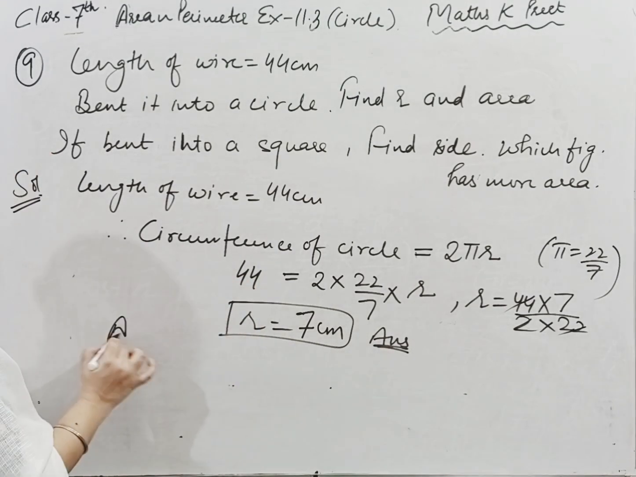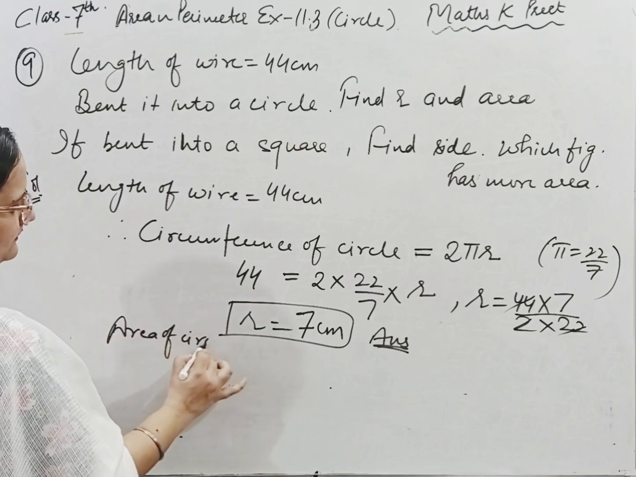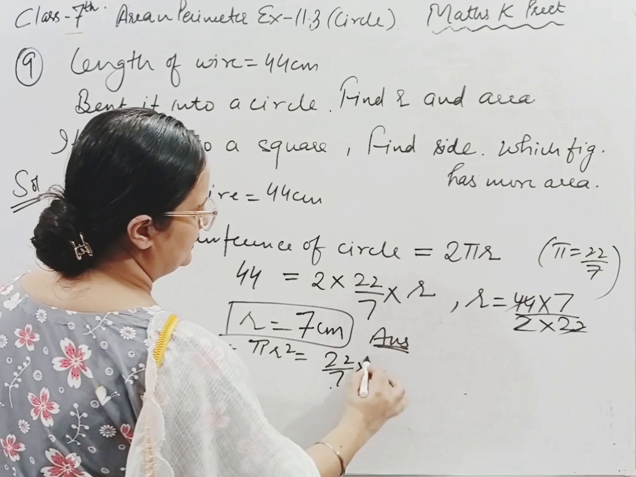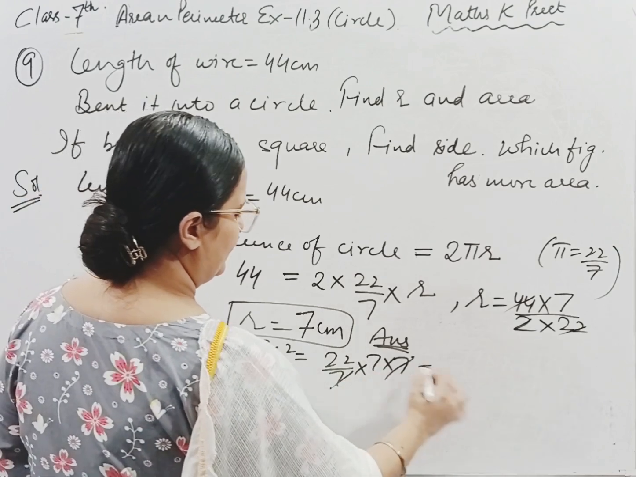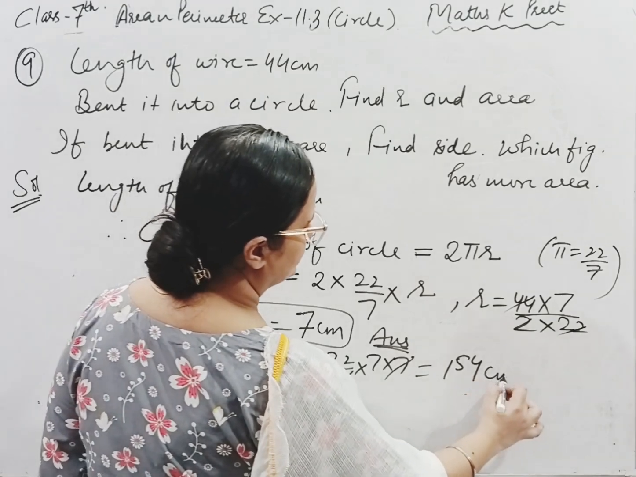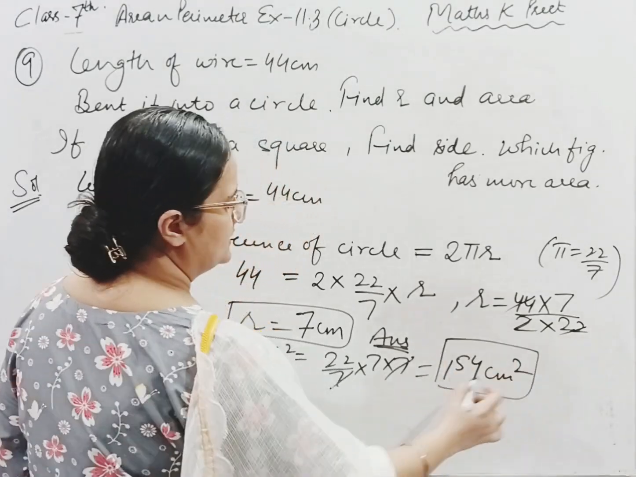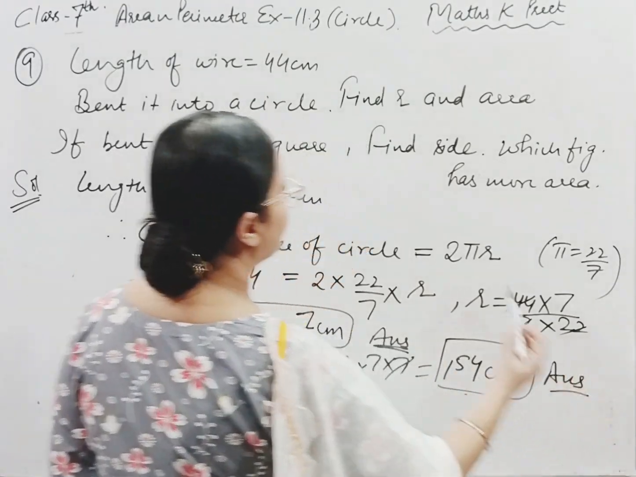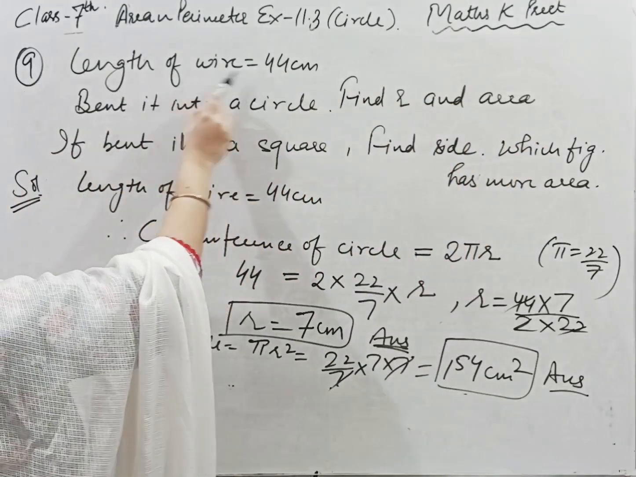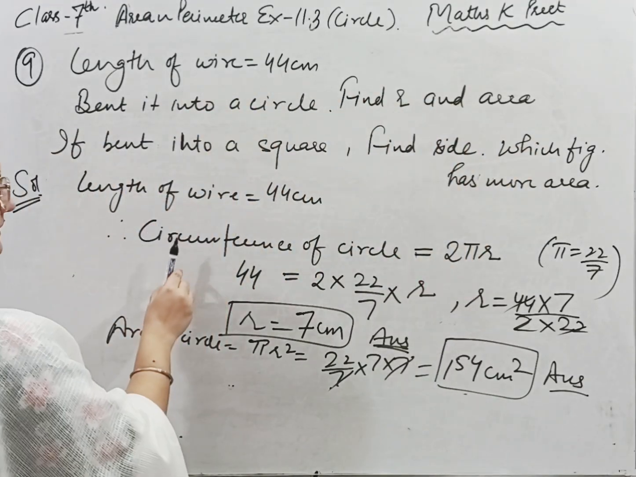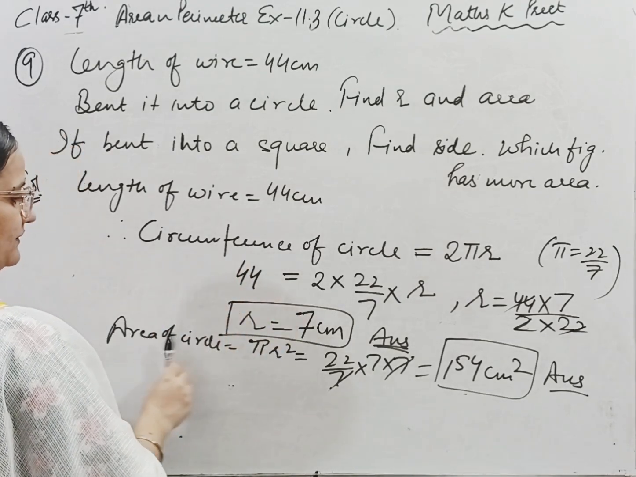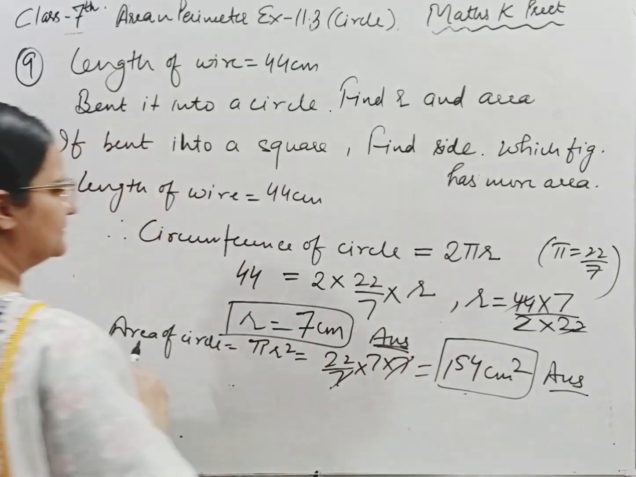So next is the area of the circle. We know that it is pi r square. Pi is 22/7, r into r. So I am getting 154 centimeters square. This is my second answer. It was asking us to find the radius and area of the circle for which the length of wire was 44 centimeters. So circumference was 44 centimeters, radius we will get 7. If we have the radius, we can calculate the area for that circle.